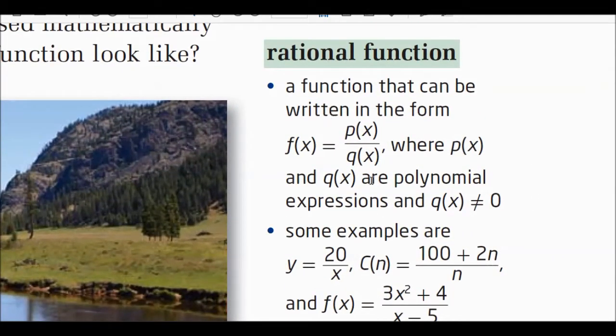A function that can be written in this form, where the f of x, the function itself, is written as a ratio of two other functions. Now, the p of x can be a monomial, binomial, trinomial, whatever, and it also can be just a constant number, like 5 or -1. The q of x, that's the one in the denominator. There's two things, though, that it has to be.